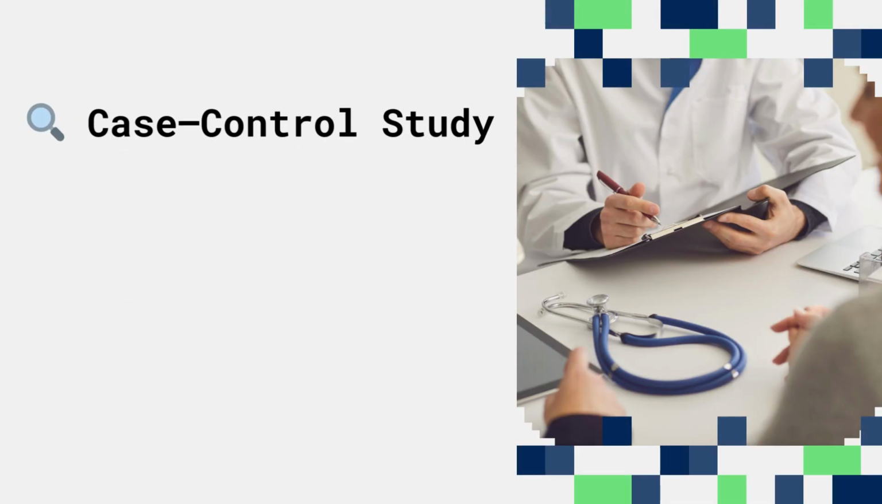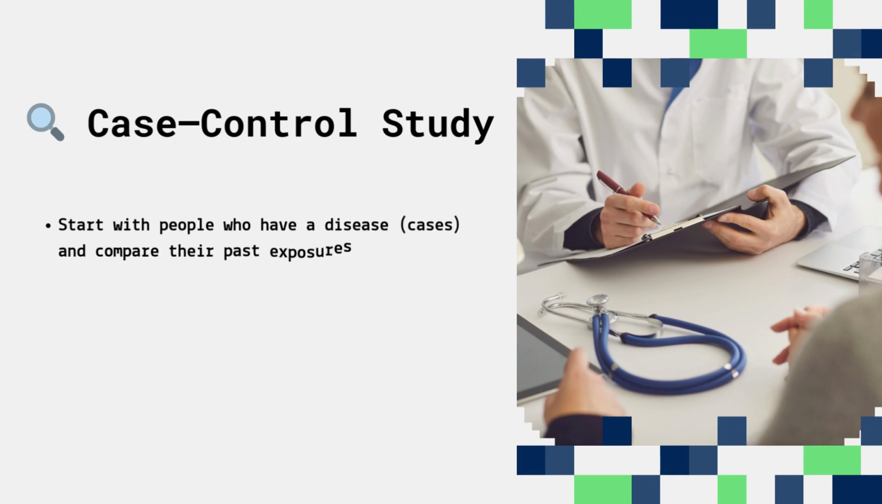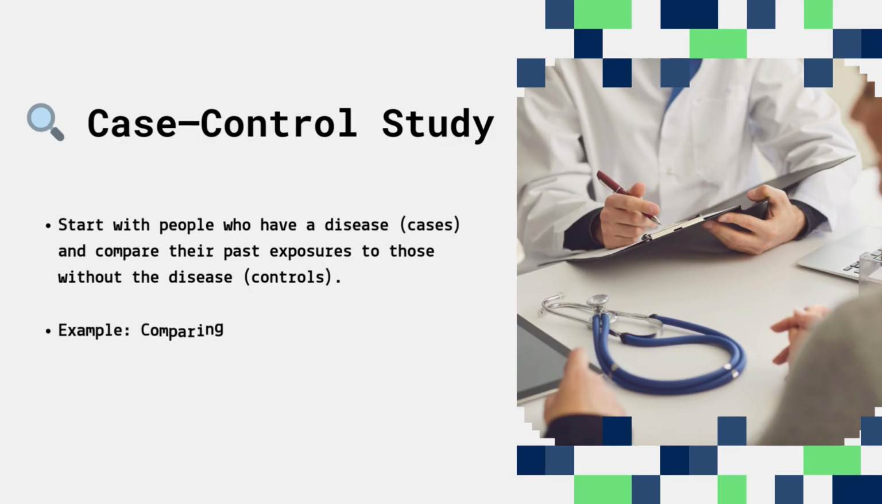Now moving to the case control study. This design works in reverse. Instead of starting with exposure, it starts with the outcome. Imagine we want to study a rare disease, like pancreatic cancer. We gather patients with the disease, the cases, and compare them to similar people without it, the controls. Then we look back to see if cases were more likely to have been smokers. Case control studies are powerful for studying rare outcomes or diseases with long latency periods.